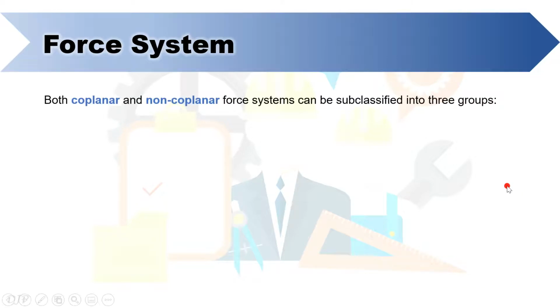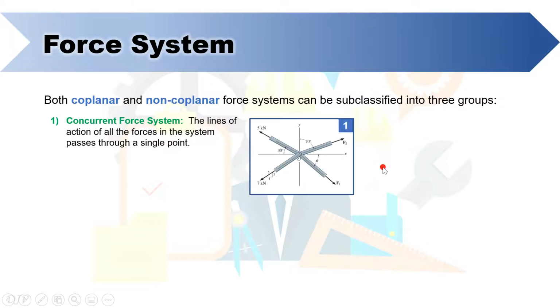Whether a group of forces is coplanar or non-coplanar, they can be further classified into three sub-classifications. One of these is first the concurrent force system. This system simply means that the lines of action of the forces intersect at a common point, as shown here in the figure, in which point O is the common point of all the lines of action of the given forces. It is just the same in mathematics, in which concurrent lines are those lines that meet at a single point.